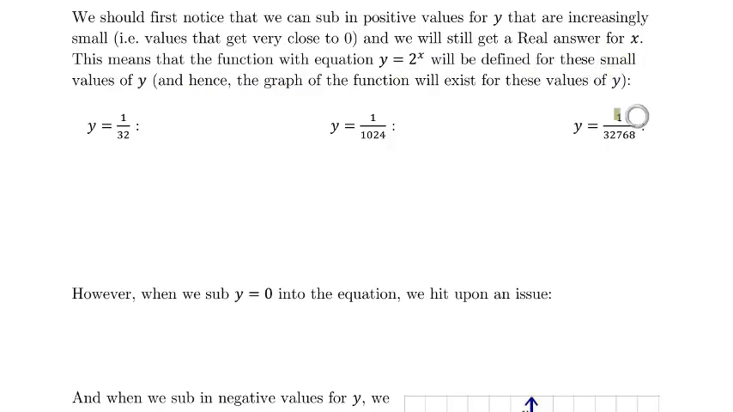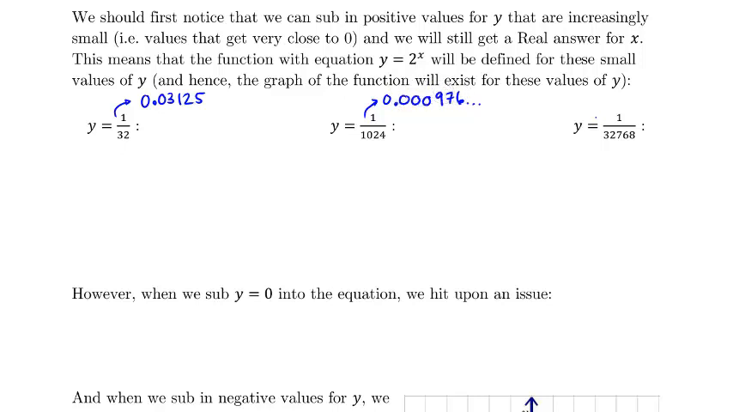Okay, so here are some values of y that are getting increasingly small. Here is y is equal to 1 over 32. And if you want to change that into a decimal, you'll see that this is 0.03125. So I think you'll agree with me, guys. That's a pretty small value right there. That's pretty close to 0. But it's not as close as y is equal to 1 over 1024. Guys, that is 0.000976, etc., etc. So guys, this is a really small value. It's really close to 0.